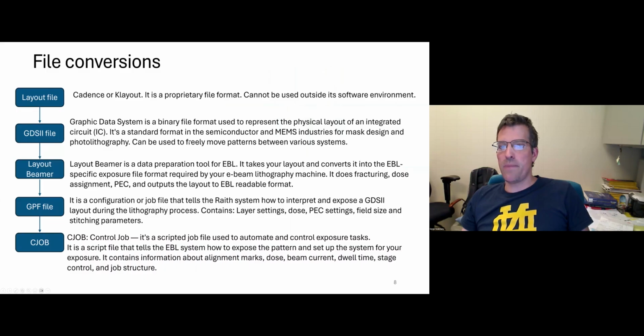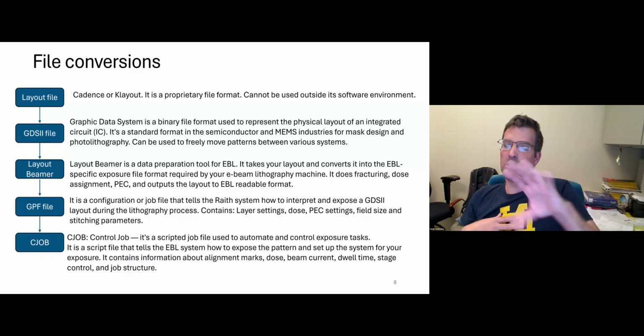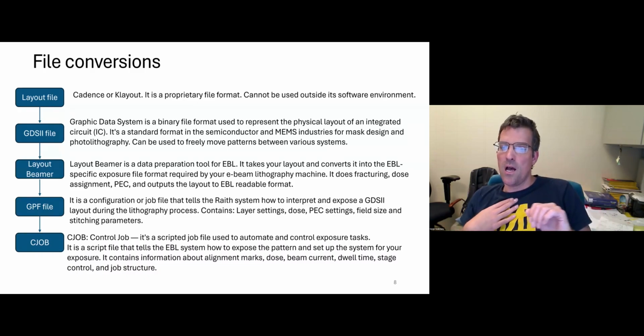Now, once you draw your pattern, that's what you want to expose in the e-beam system. This pattern or this file needs to be converted to e-beam readable files, and in the meantime, when you convert the files, you assign different doses. You have to tell the machine what beam current you want to use, and if you do proximity effect correction, then you have to set that up as well, so different regions of your pattern will receive different doses.